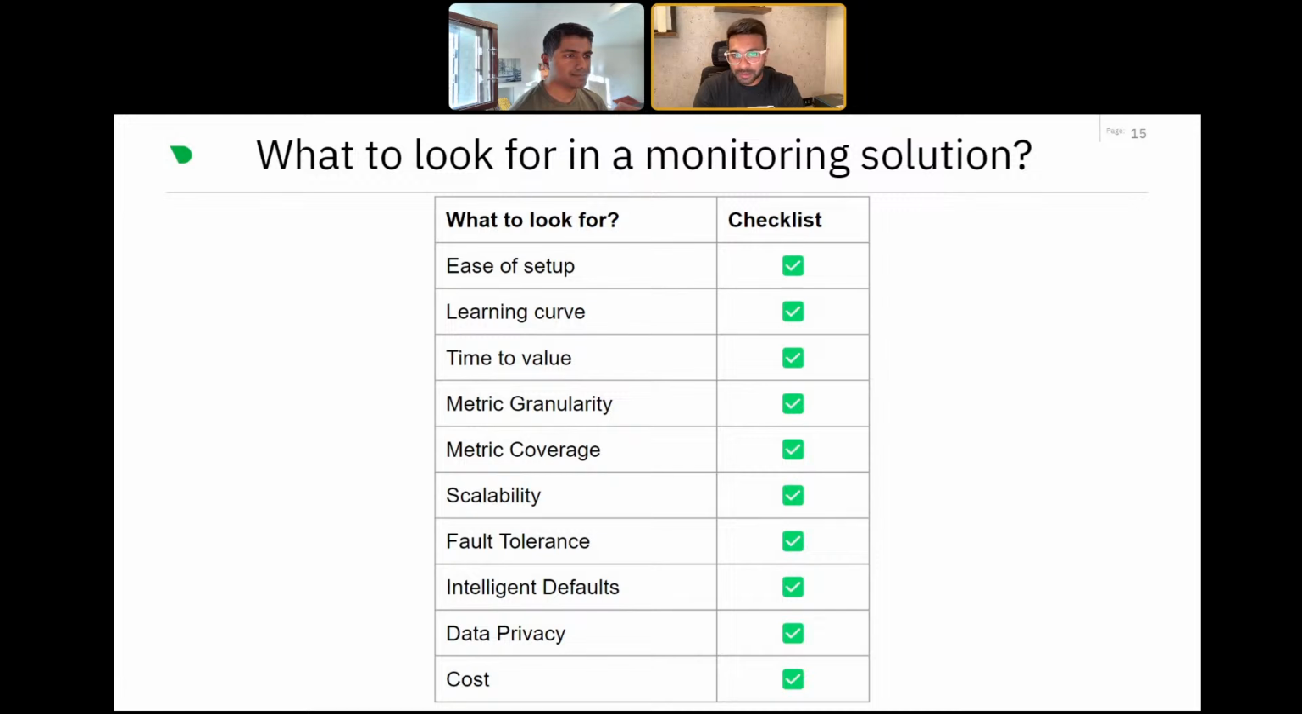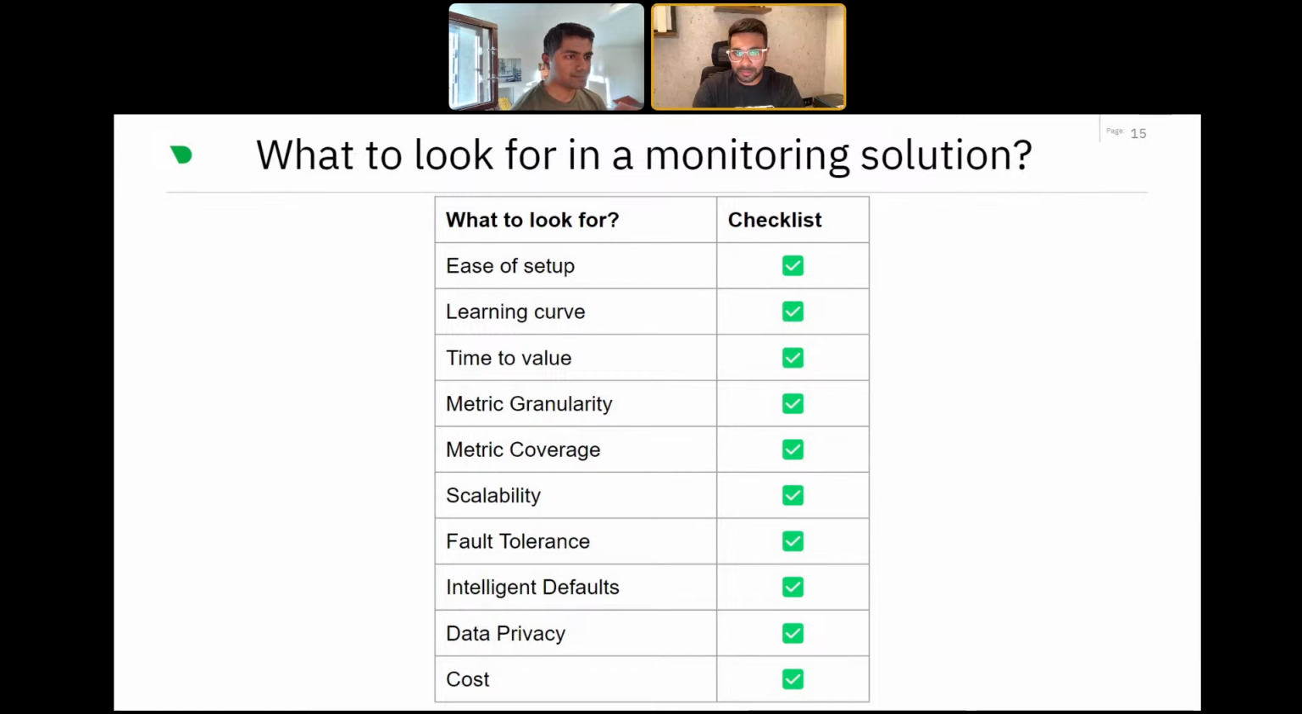The fault tolerance, is there high availability? What kind of reliability do you get from your monitoring solution? It'll be weird if your monitoring solution went down along with your infrastructure, so you had nothing to monitor. So I think this becomes a very important aspect.